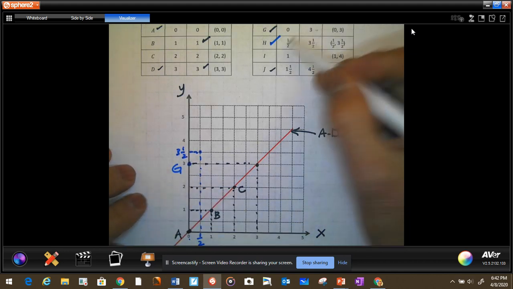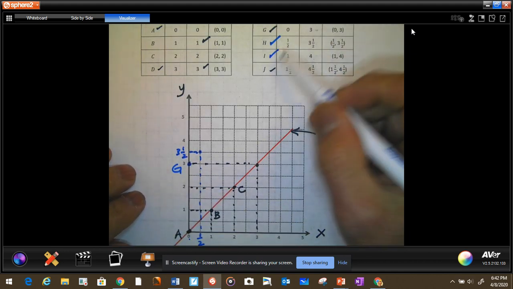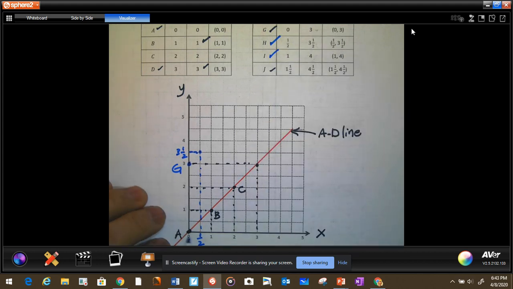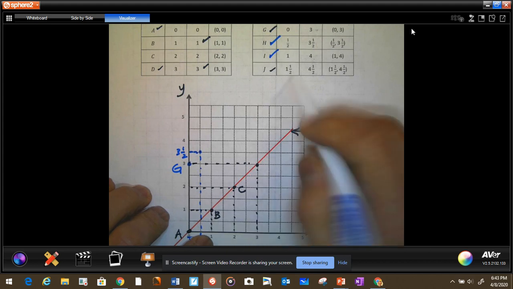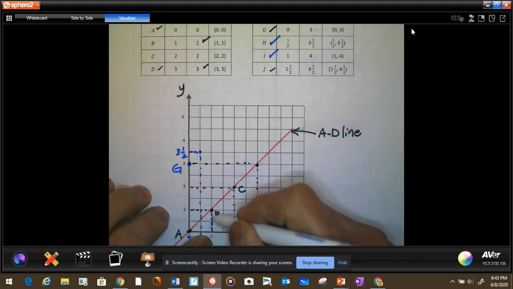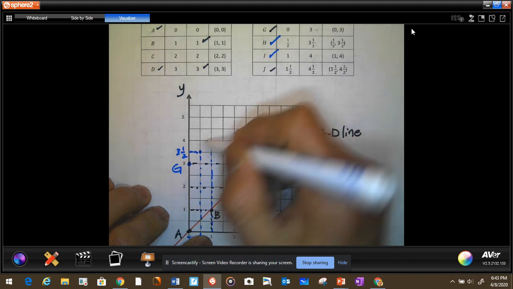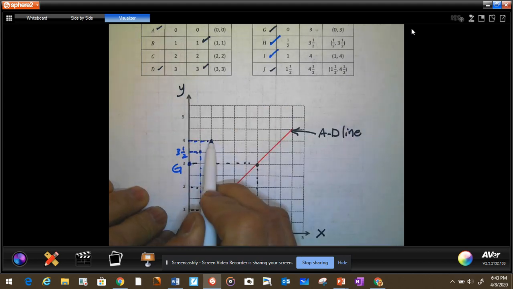And so we're going to move to point I, letter I. So x is 1, so I'm going to run to 1, which is right here. And y, I'm going to jump to 4. There is 4 right there. So that's where they both meet.